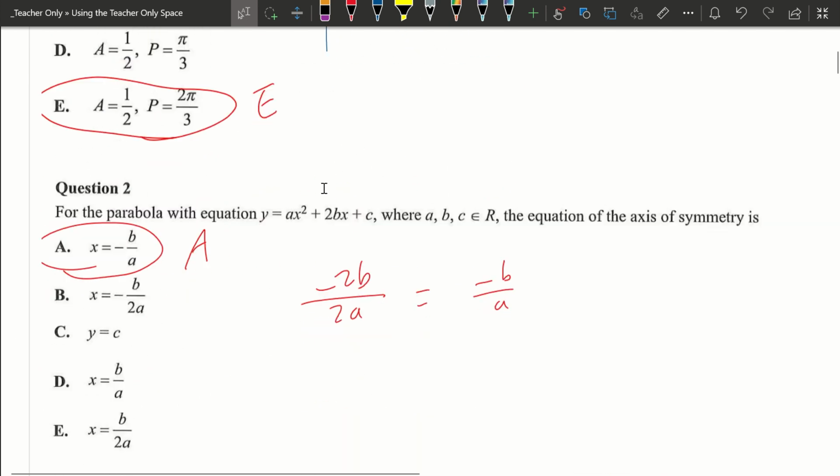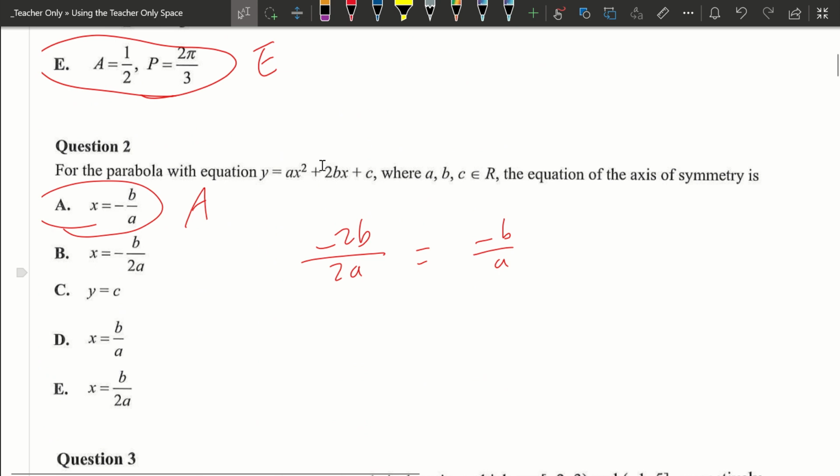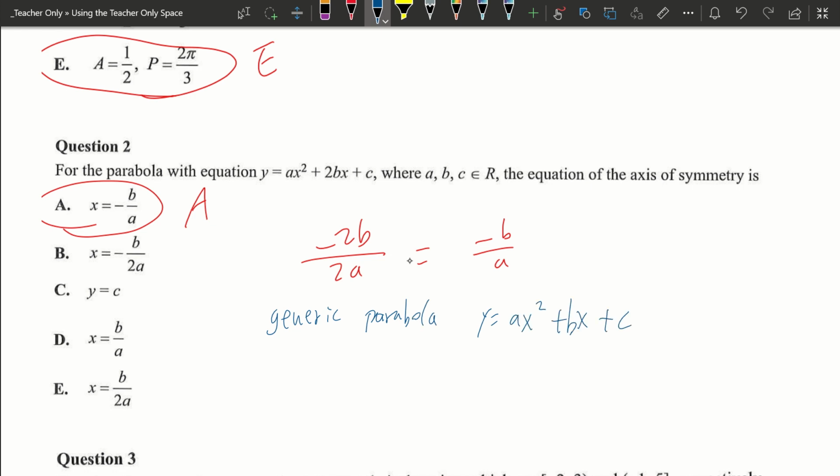And then question 2, we have a parabola ax squared plus 2bx plus c. A, B, C are all constant real numbers. The equation of the axis of symmetry. The answer is A, but if I write down the generic parabola, it's ax squared plus bx plus c.